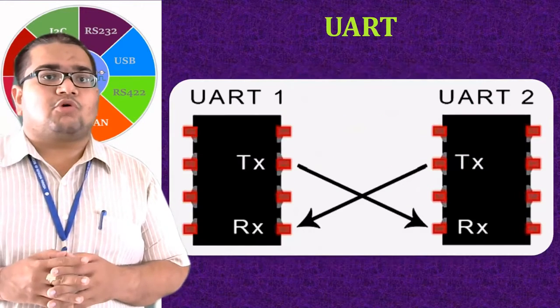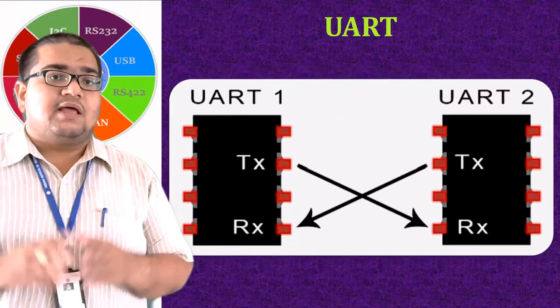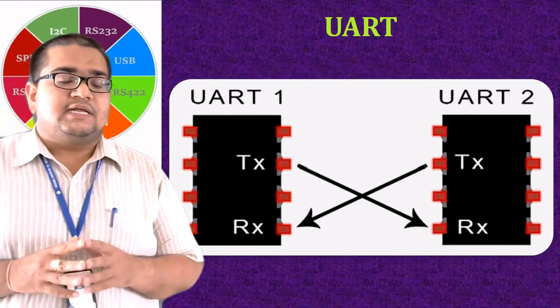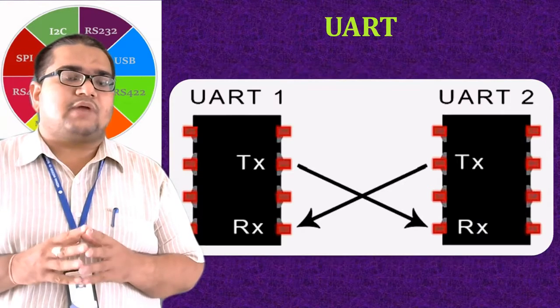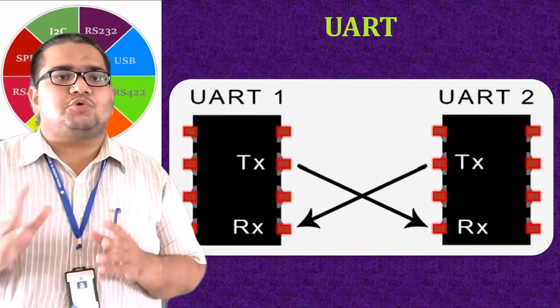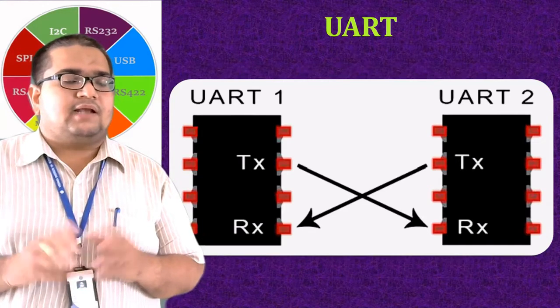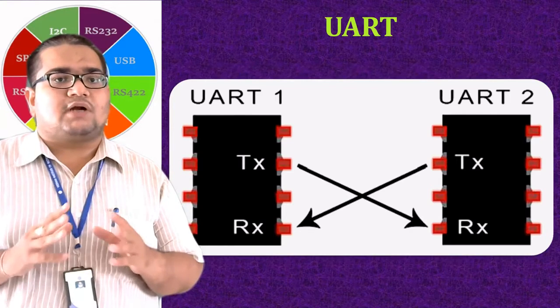Another onboard communication we have seen is UART. It is again a full duplex type of communication, but this time it is not synchronous. It is an asynchronous type of serial communication. It has only two lines, TX and RX. So UART1 TX is connected to UART2's RX, and likewise, the transmitter from UART2 will be connected to the receiving side of UART1.